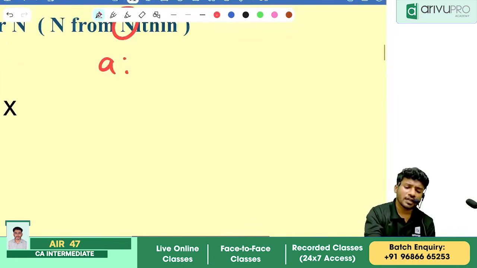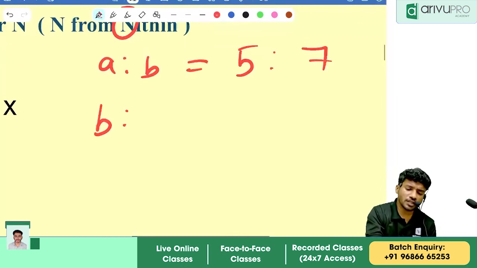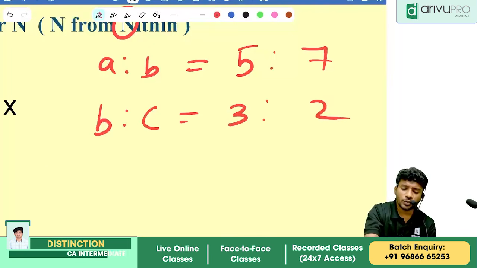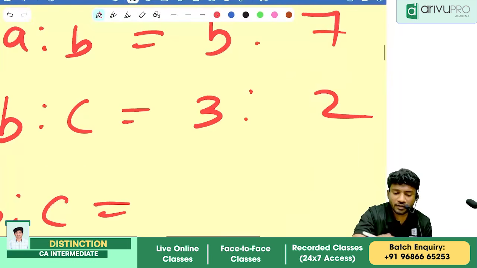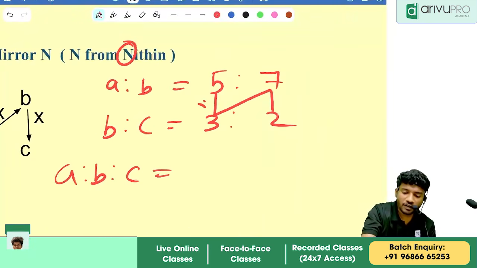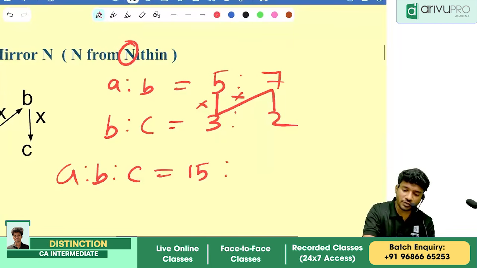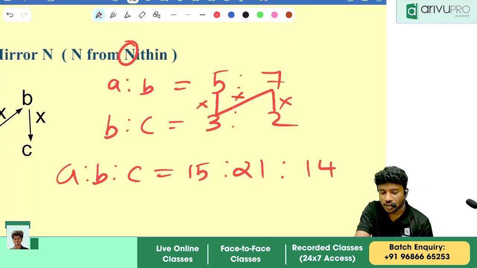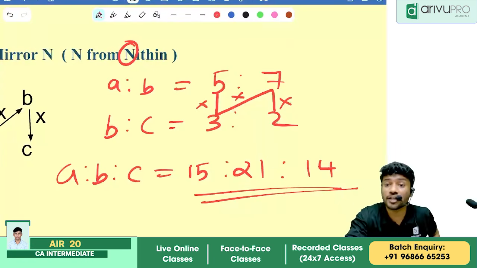They are giving A is to B is equal to 5 is to 7. B is to C is equal to 3 is to 2. Find the value of A is to B is to C. Then, people, we will use a method called mirror n. Mirror n means 5 into 3, how much? 15 is to 3 into 7, 21 is to 7 into 2, which is how much? 14. So this is the way of solving questions in continued ratio.